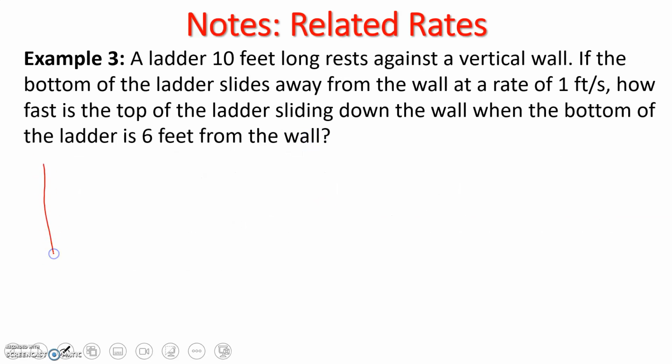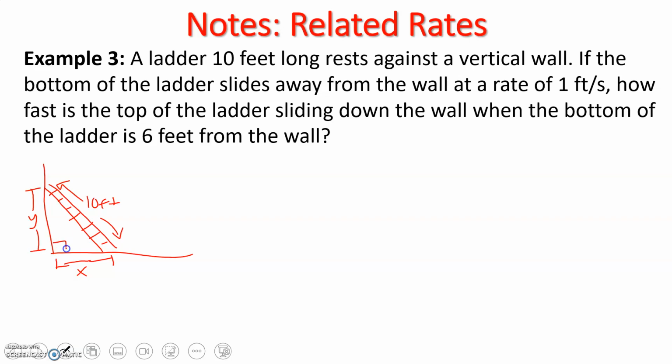All right, let's start with a picture. We're going to start with drawing our wall, the ground, and our ladder. Our ladder is resting against the wall. The bottom of the ladder is sliding away at a rate of 1 foot per second. Let's make the distance here for the bottom of the ladder x. Let's make the vertical distance y. We know the ladder is 10 feet. That's our diagonal distance.